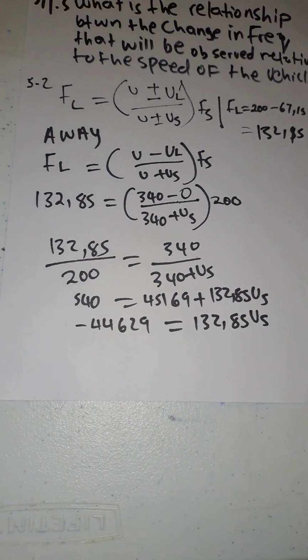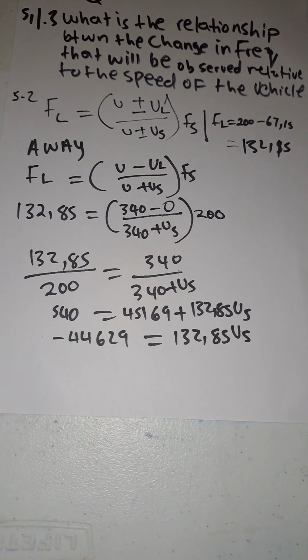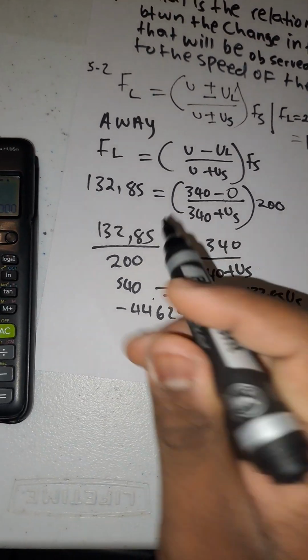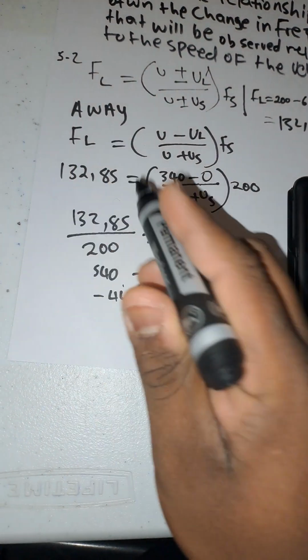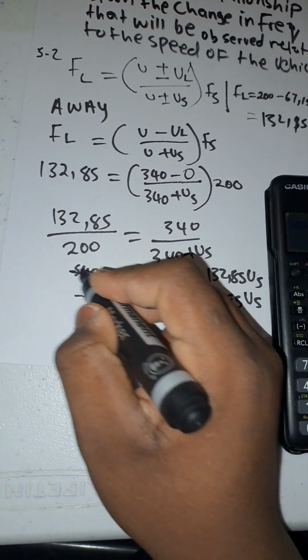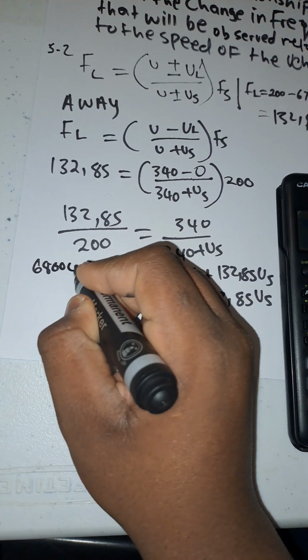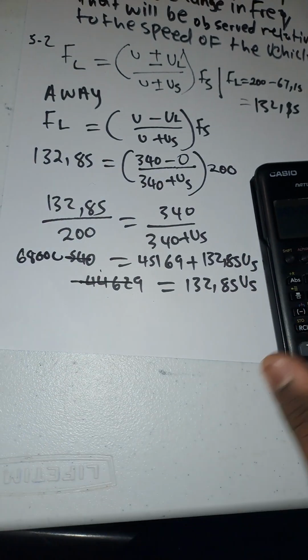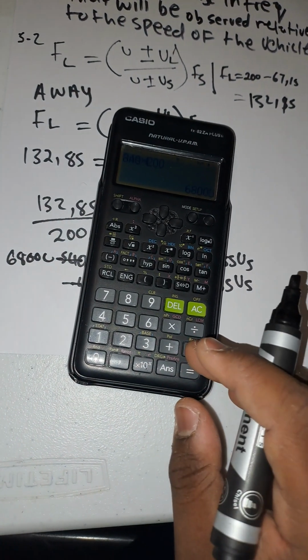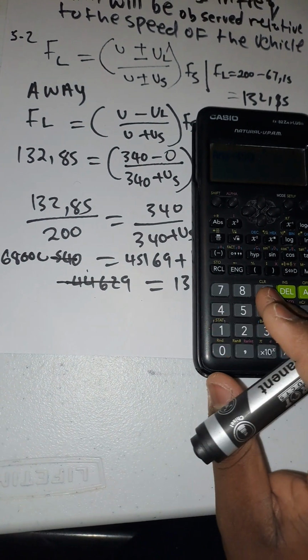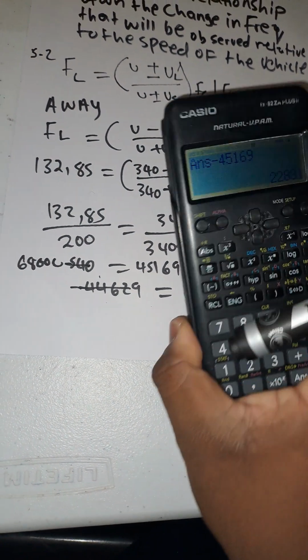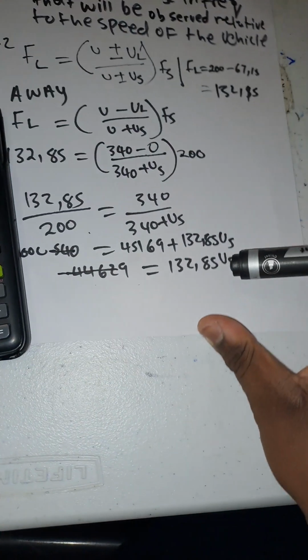Okay, let me go back and check my calculations there. Seems like I was very fast. Let's check our calculations. Yeah, I knew that I was very fast. So 340 times 200 is not 540, it is 68,000. I made a mistake there. So what is 68,000 minus 45169? It is 22831.